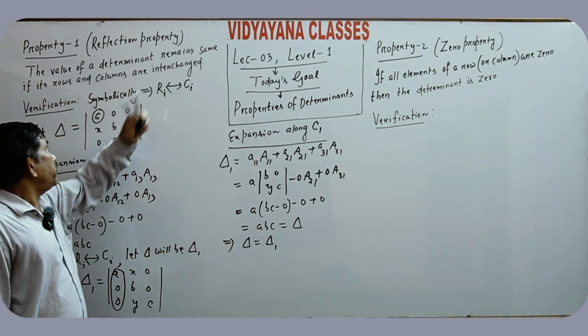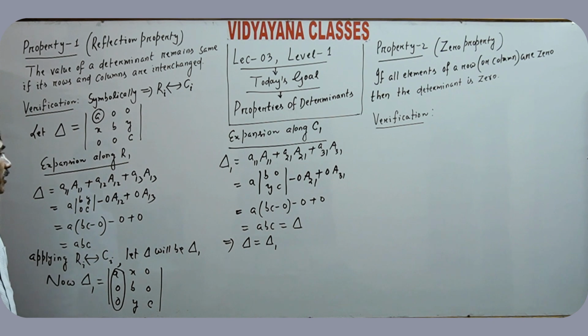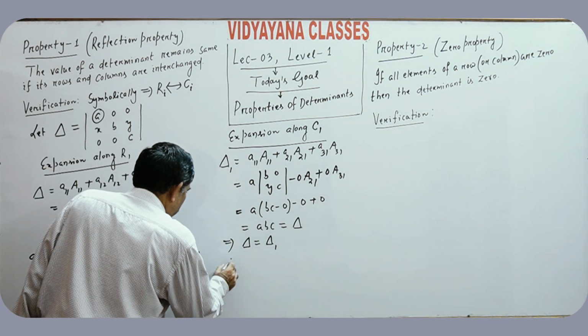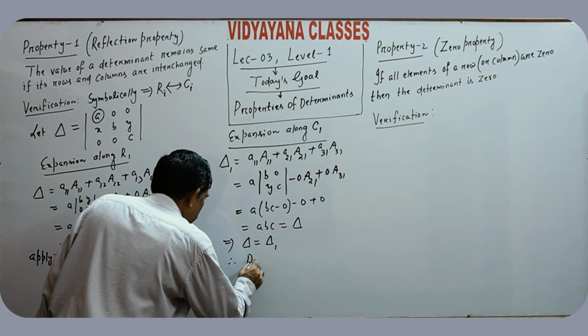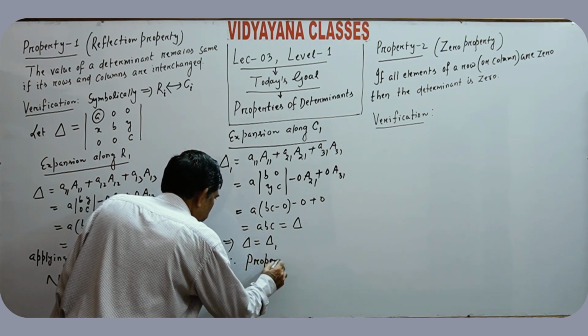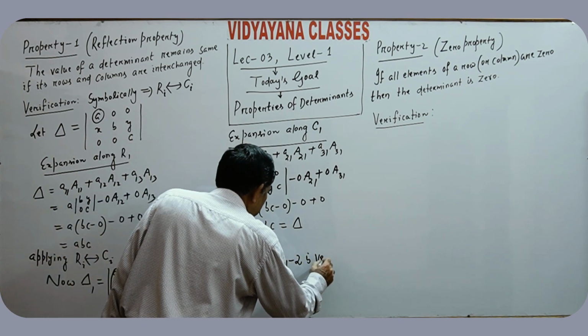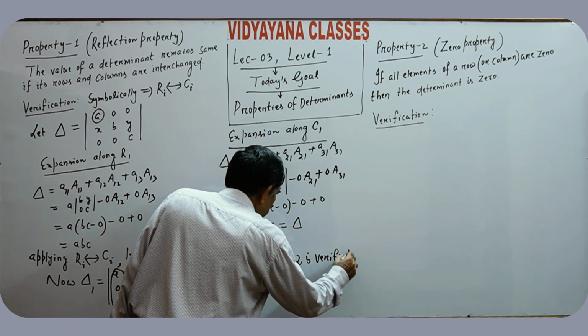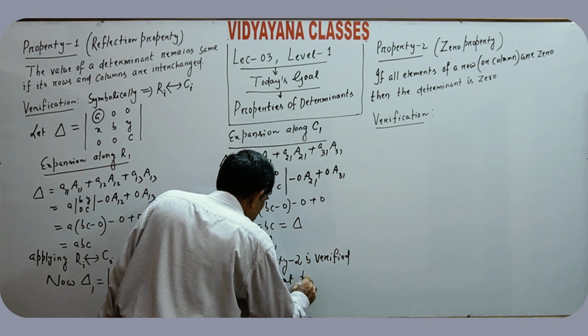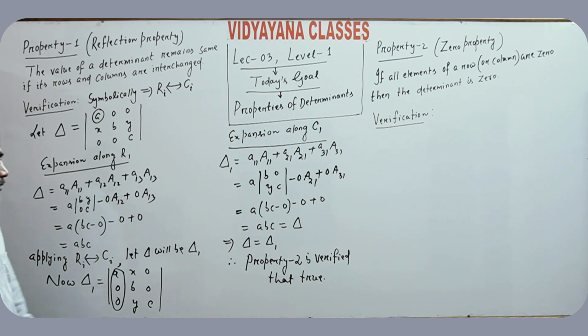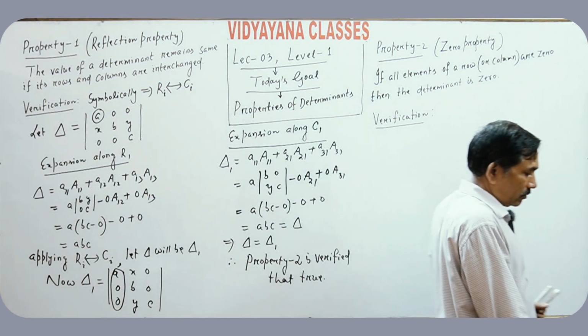The value of a determinant remains the same if its rows and columns are interchanged. Interchanging the rows and columns of the given determinant del, we get del 1. The values of del and del 1 are the same. Therefore, property 1 is verified, that it is true. Clear? Okay.